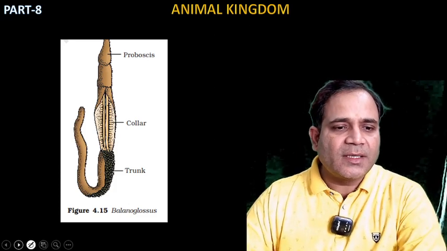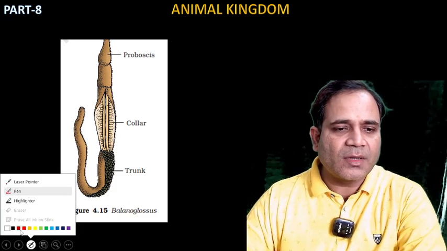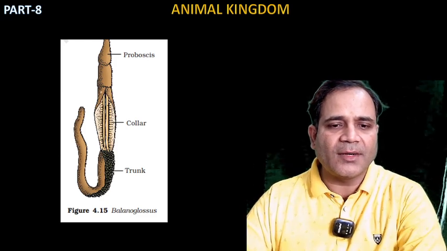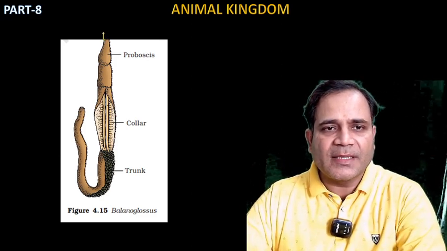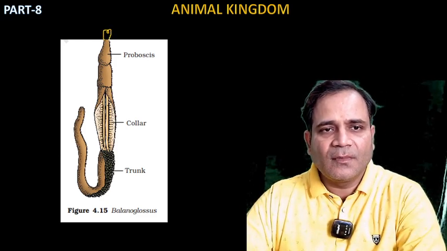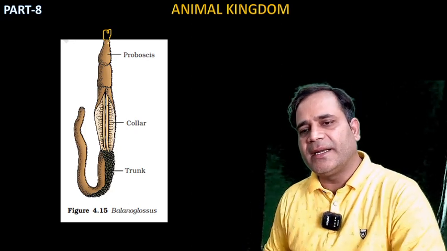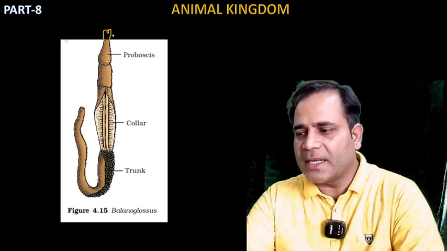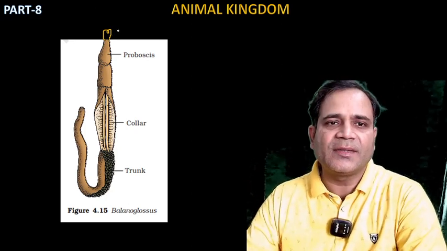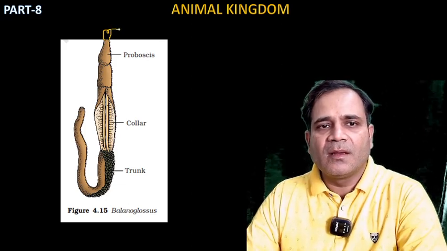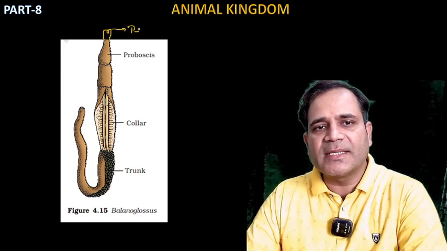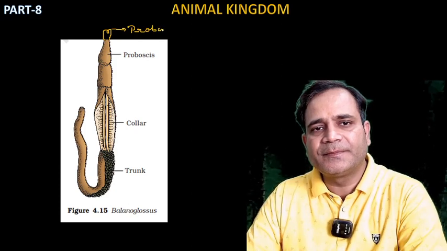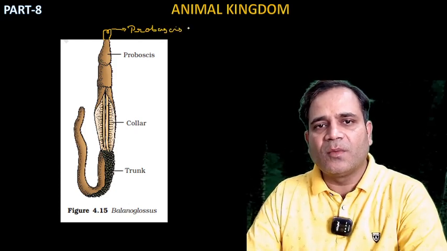See, this one is a diagram of what? Balanoglossus. See, this one is a gland known as what? Proboscis gland. This one is the proboscis gland. Okay, proboscis gland.